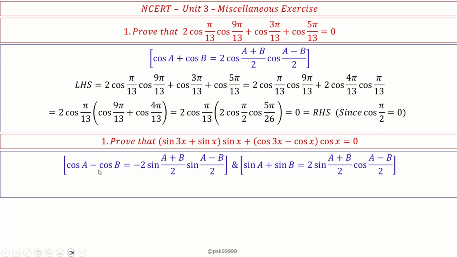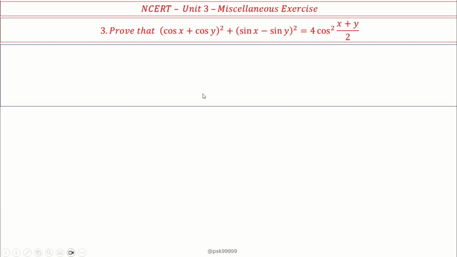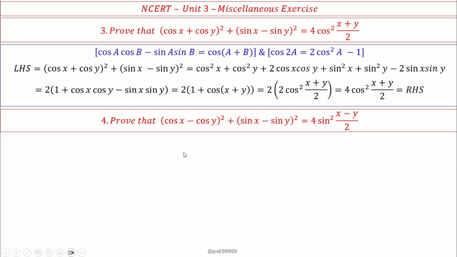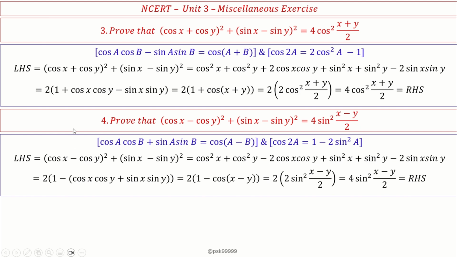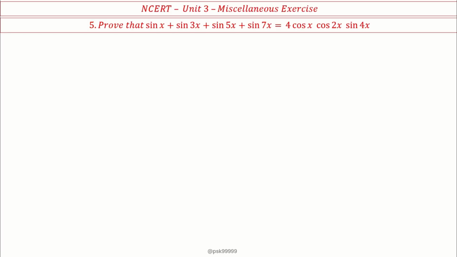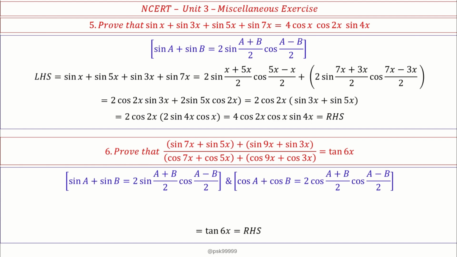Here, cos A minus cos B. So I apply this formula here, and the sin A plus sin B formula I apply here. With that I'll get the value easily. So these are all straightforward. I'm just skipping them, because we learned so many formulas in trigonometry. Let's do all these problems. Again, this is a straightforward application of the formula. Another one where you apply the formula.